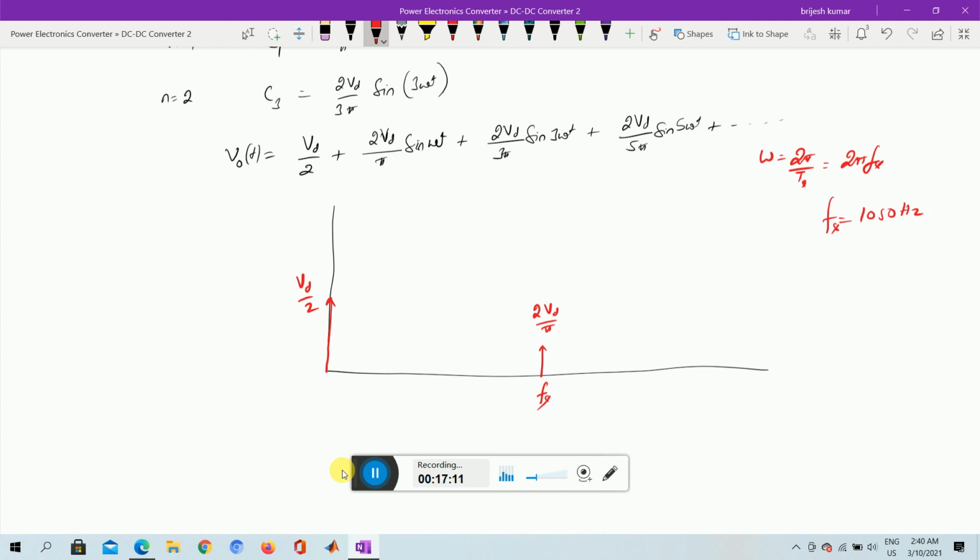Then we are getting the next one as 3 times Fs. After that we'll get 5 times Fs. So obviously this term will be 2 Vd by 3 pi, and this is 2 Vd by 5 pi. And like that we are going to get the other terms, 7 Fs and other terms.